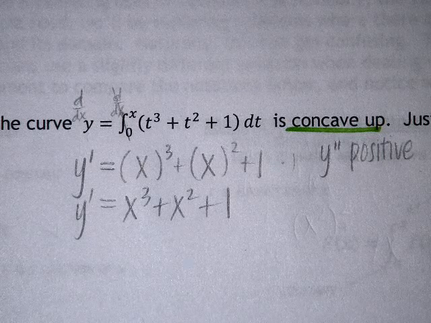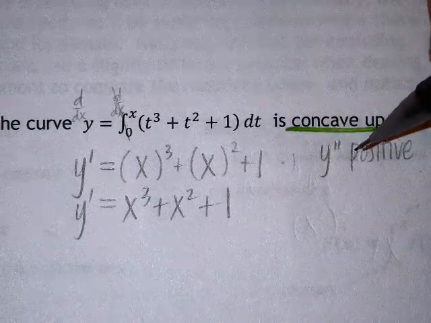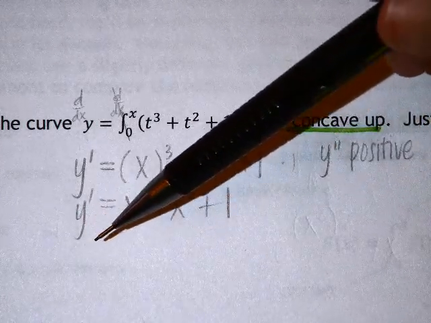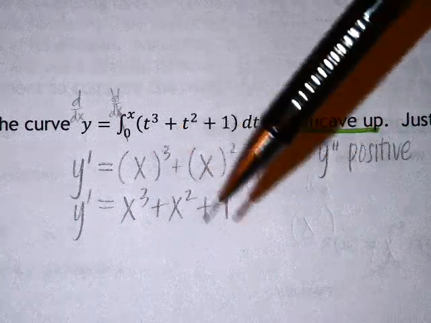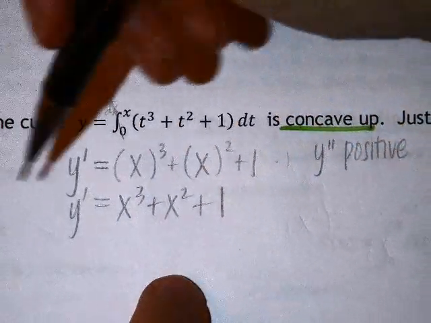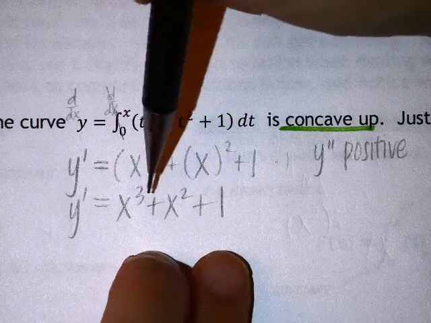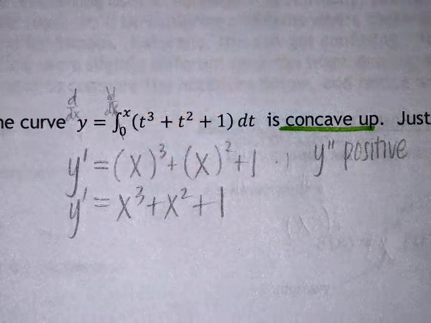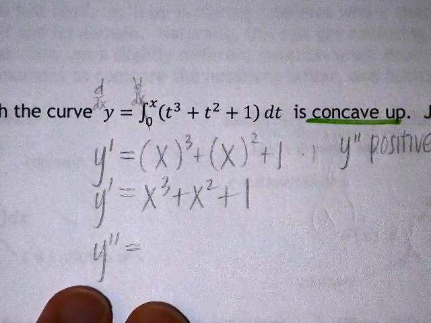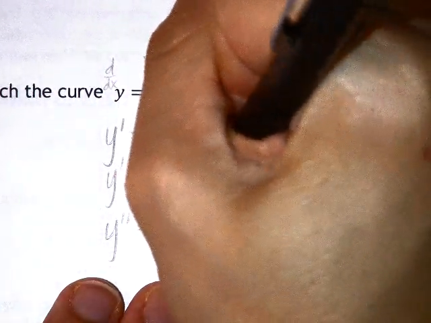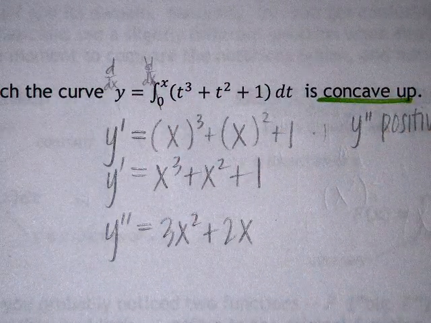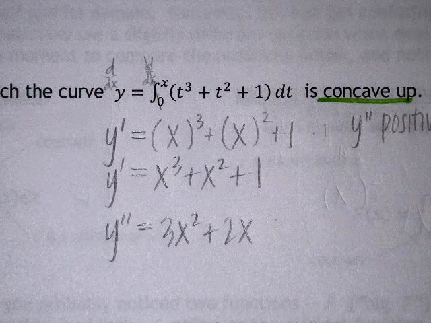Now, this is the part that I have to remember. I need y double prime to analyze concavity. The fundamental theorem helped me get y prime, but I need to do another derivative to get y double prime. Fortunately, y prime is a really nice looking function now. By getting rid of the integral, I've actually left myself with a much easier problem to solve, because y double prime, another derivative, is simply going to be a basic derivative using the power rule. That means 3x squared plus 2x, and then the derivative of 1 is constant, so 0. Looks pretty good. Seems like I can deal with that.